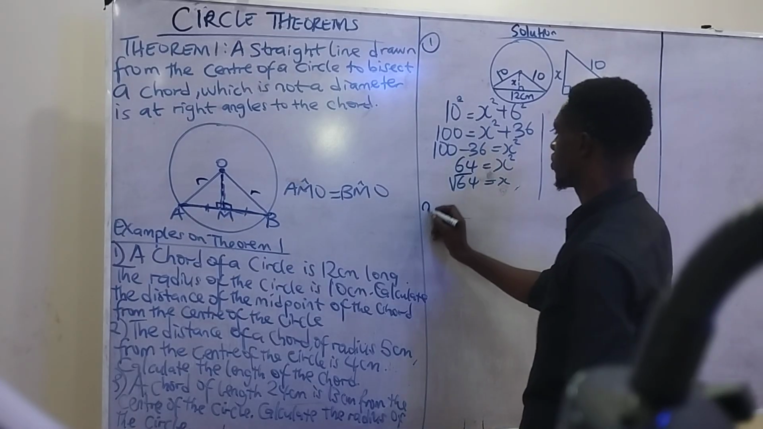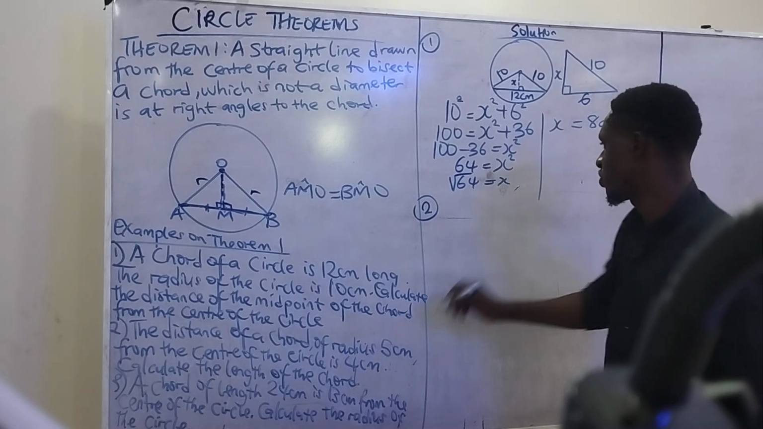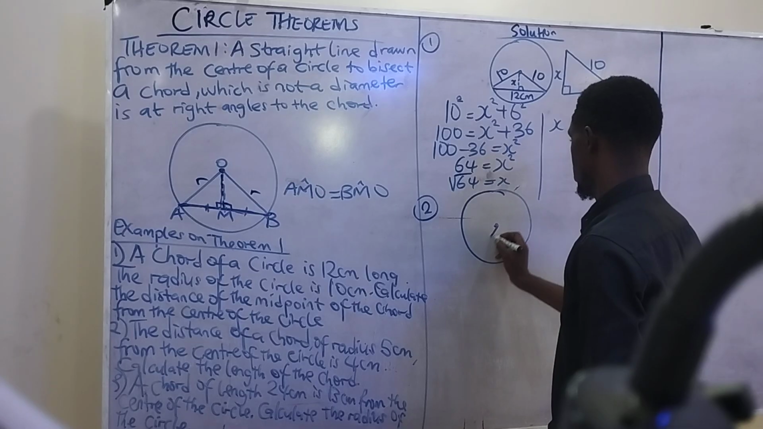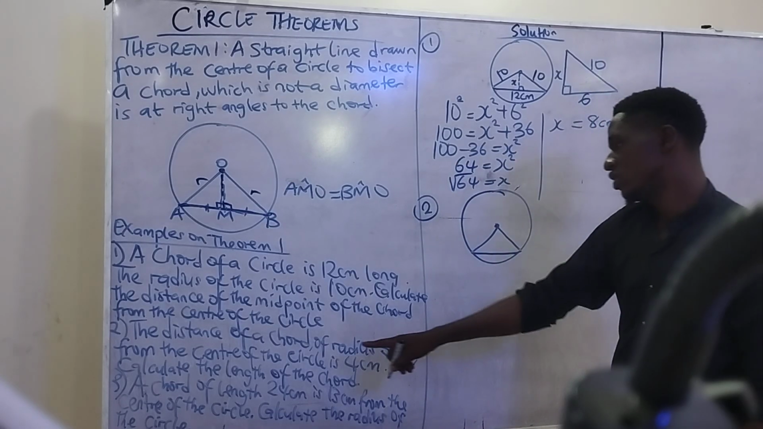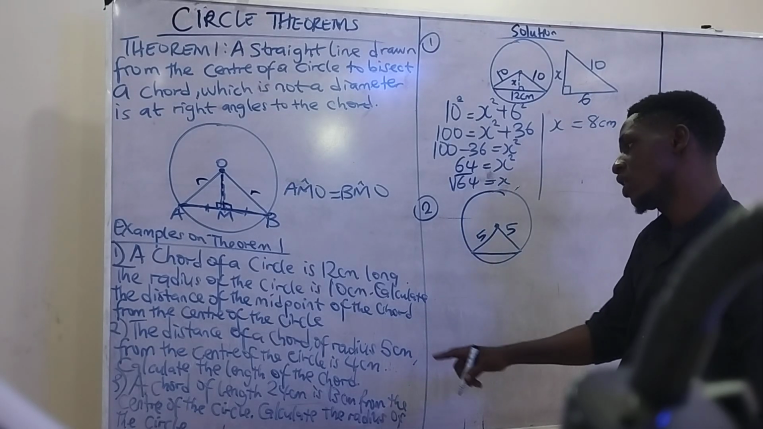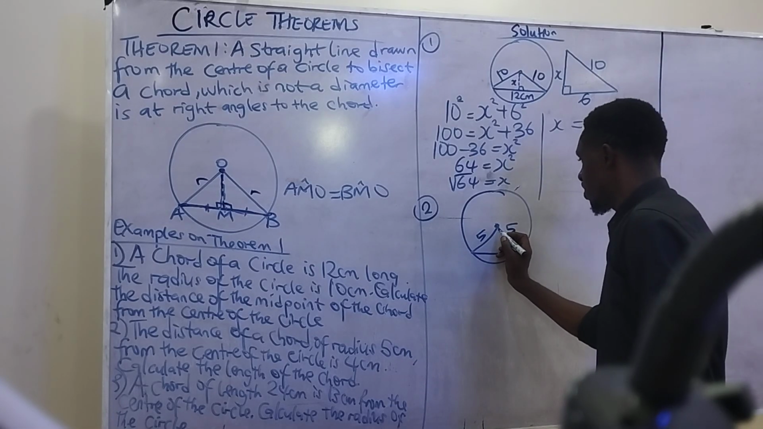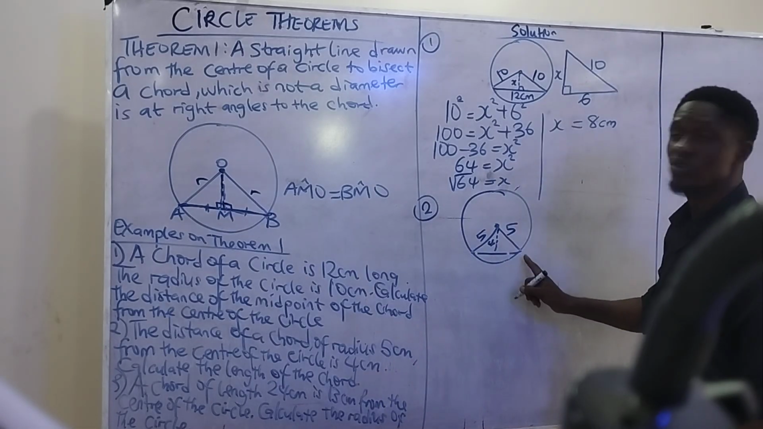Then we have number 2 there. We have the distance of a chord of radius. So we have this. So this is the center. The distance of a chord of radius, so here is 5. Here is 5. From the center of the circle is 4 cm. From this center means it's 4 cm. So we are told to calculate the length of the chord.